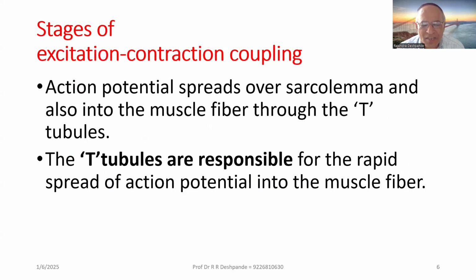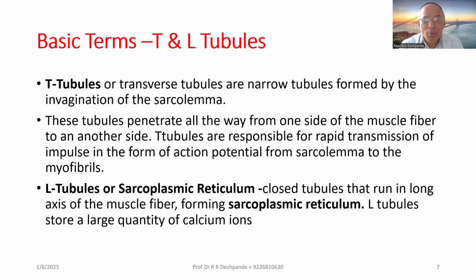Action potential spreads all over the sarcolemma, here the biceps muscle, and also into the muscle fiber through the T tubules. T means transverse. Transverse tubules are like canals. The T tubules are responsible for rapid spread of action potential into my muscle fiber. Okay, let us start. T tubules are the transverse tubules.